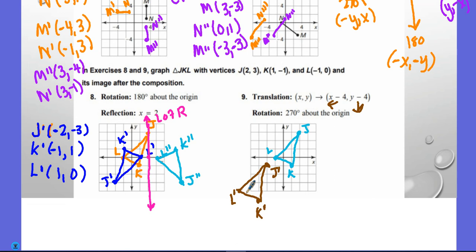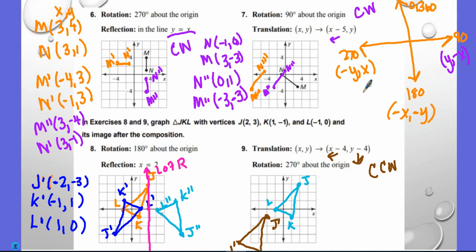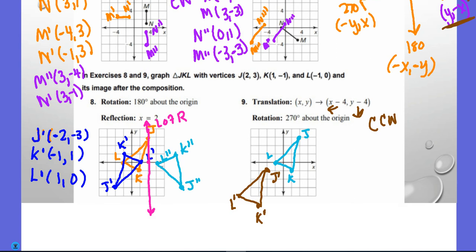Alright, so I did that translation. Now it tells me to rotate 270 degrees about the origin. Once again, it did not give direction, so I'm going to do counterclockwise. So that means I'm going to turn to the left. So if I go up here and look at my rule, going to the left 270 degrees, that puts me at switch the x and y and make the x negative.